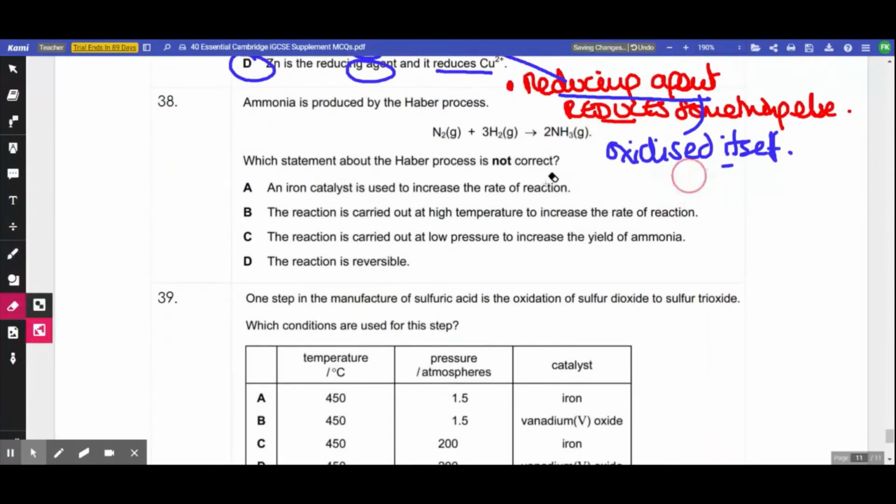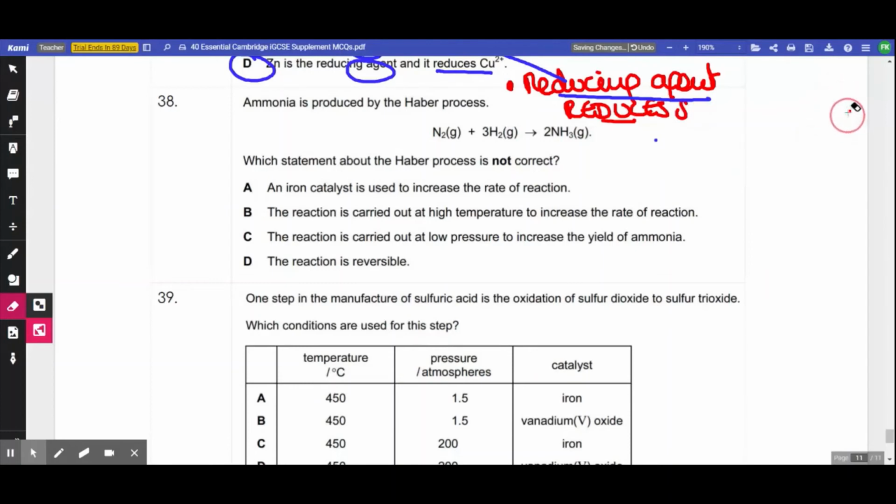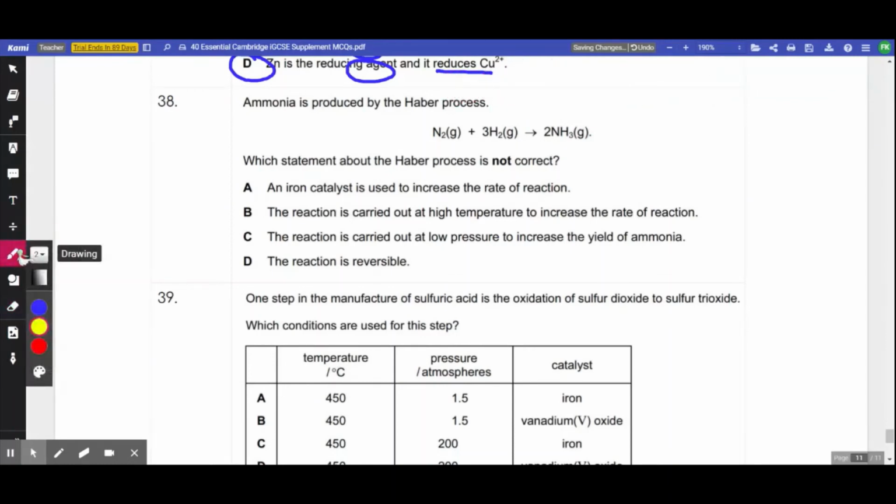I'm going to go on to question 38. We're nearly there for the series. We've got this question and two more afterwards, so pause the video and have a go at the question if you need to. So this question is asking you to identify the imposter statement. Which one is not correct?